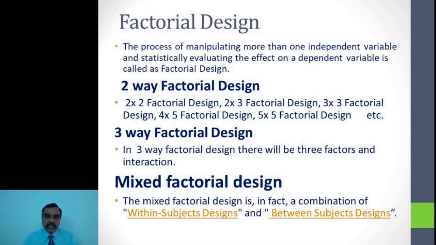So the researcher is manipulating, the researcher is giving more than one independent variable, more than one independent training, and statistically evaluating the effect on a dependent variable. That is called the factorial design. The popular factorial designs are the two-way factorial design and the three-way factorial design.